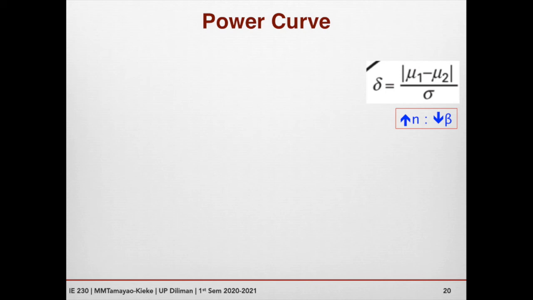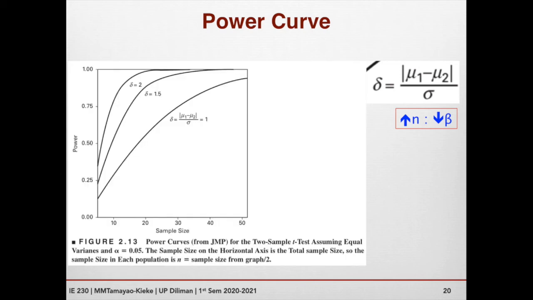Alternatively, we can use the power curve, which is the graph of the power, which is 1 minus beta, versus the sample size as shown here. This is an example of a power curve. This is generated for testing the difference between two means where the variances are unknown but are assumed to be equal. The sample sizes are also assumed to be equal, and the sample size n on the x-axis is the sum of the two sample sizes, n1 and n2. We assume a significance level of alpha equals 0.05.